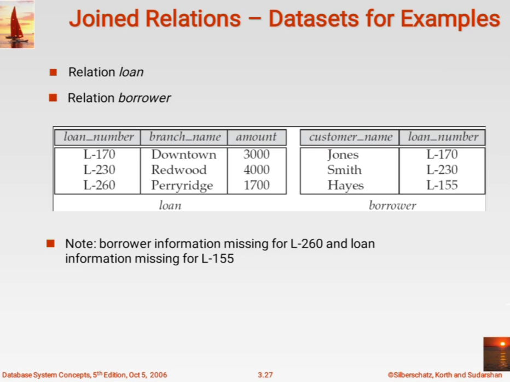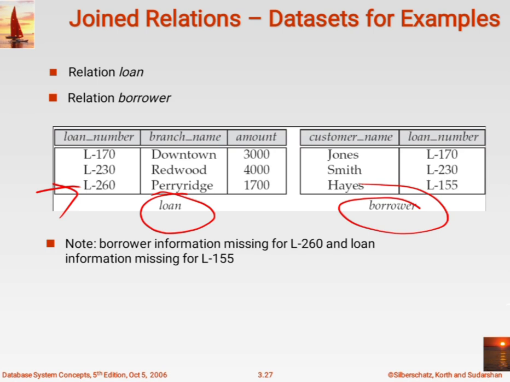The first is the same example, loan and borrower, that we discussed in yesterday's class. I am having loan and borrower, but you can see that for L260 I don't have the borrower information. Here I don't have the borrower name. For L260 the borrower name is not there.